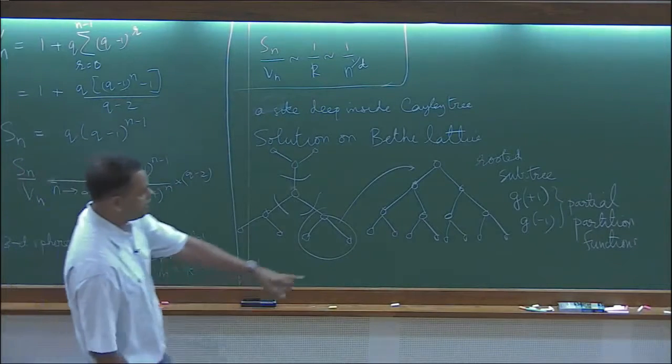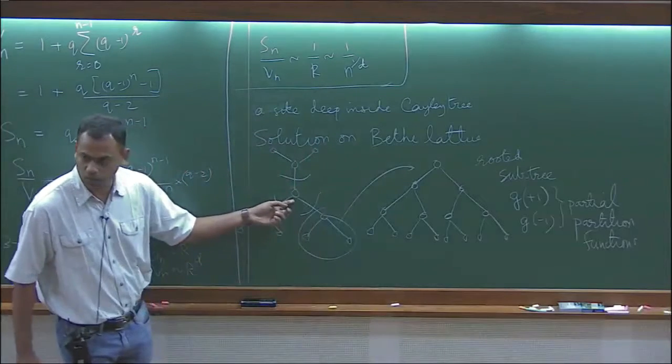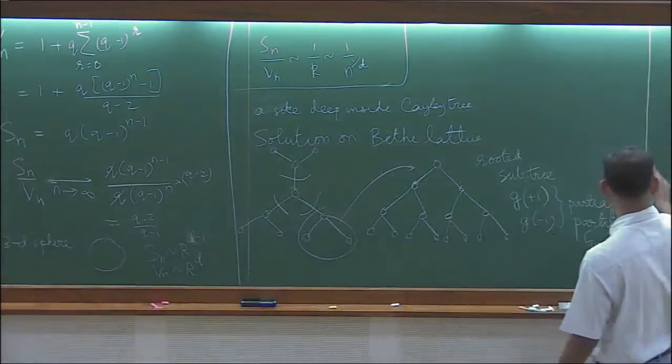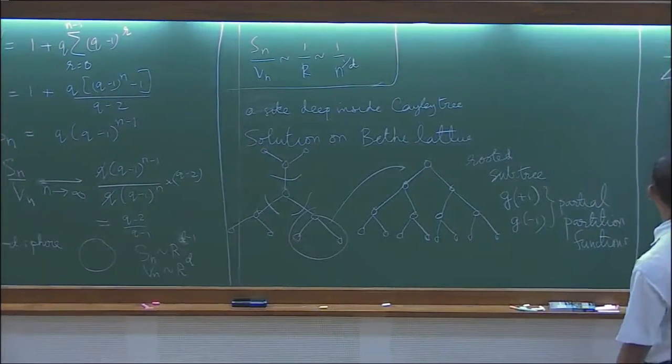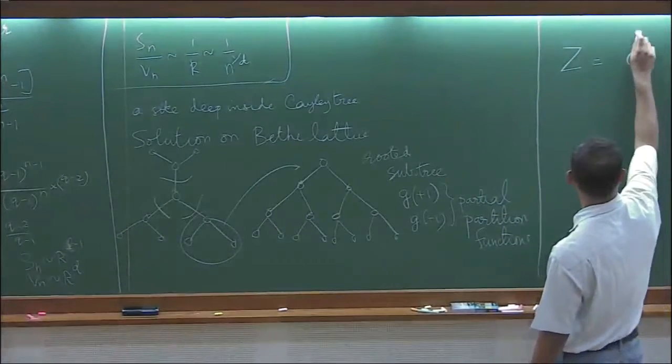Now the point is that once I know these partial partition functions, I can construct the partition function of the full tree. So what is that? Now my Z is my central site.